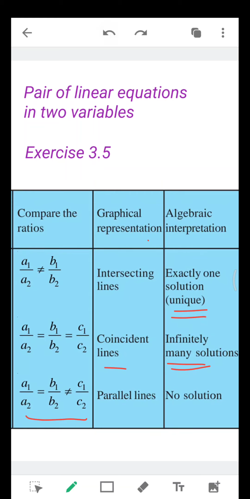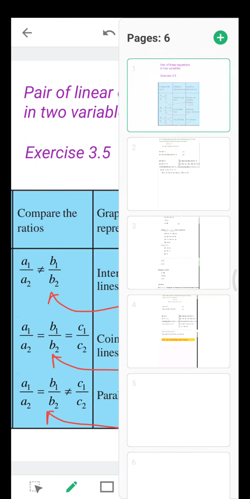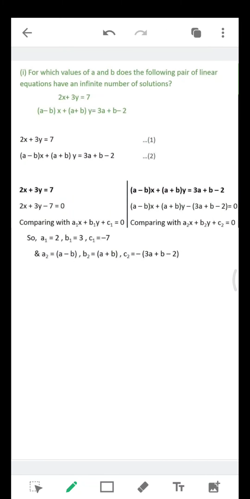So now in the coming question we are going to use these. For infinitely many solutions, I will use this condition. For no solution, I'll use this condition, and for a unique solution, I'll use this condition. So you need to remember these conditions. Let's begin with the second question, first part.